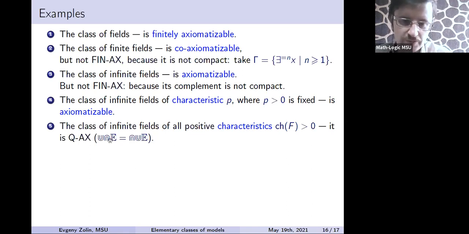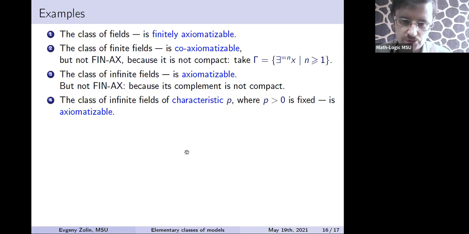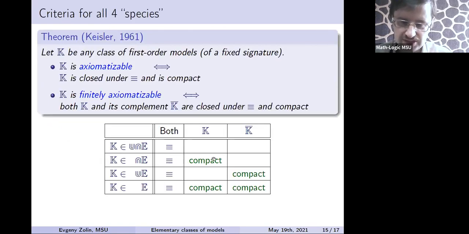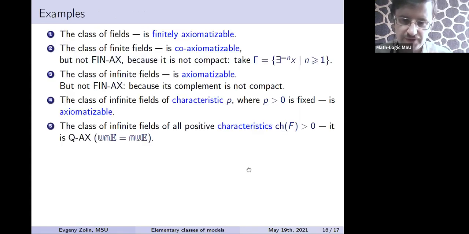So it belongs to the union of intersections of elementary classes. So it is quasi-axiomatizable. But as an exercise, try to show that it is not axiomatizable and it is not co-axiomatizable. So in order to show this, simply we use this table, show that neither the class is compact nor its complement is compact. In one case, you need bigger and bigger sets, and in the other case, you need bigger and bigger characteristic.